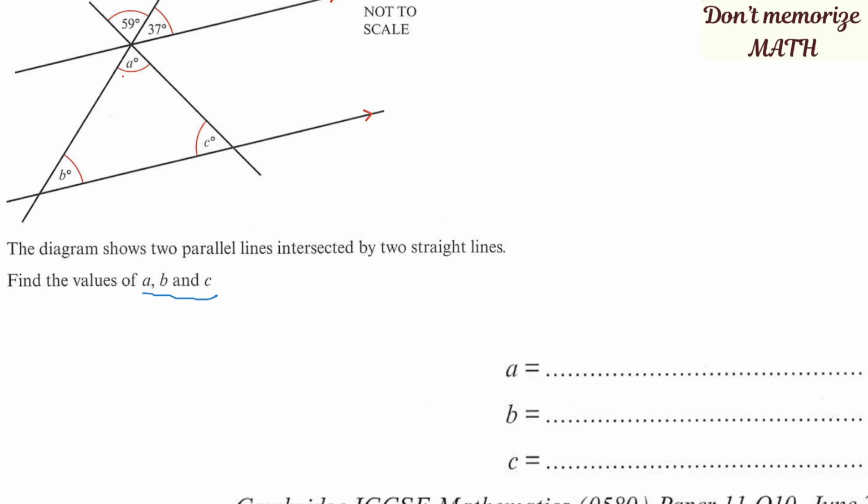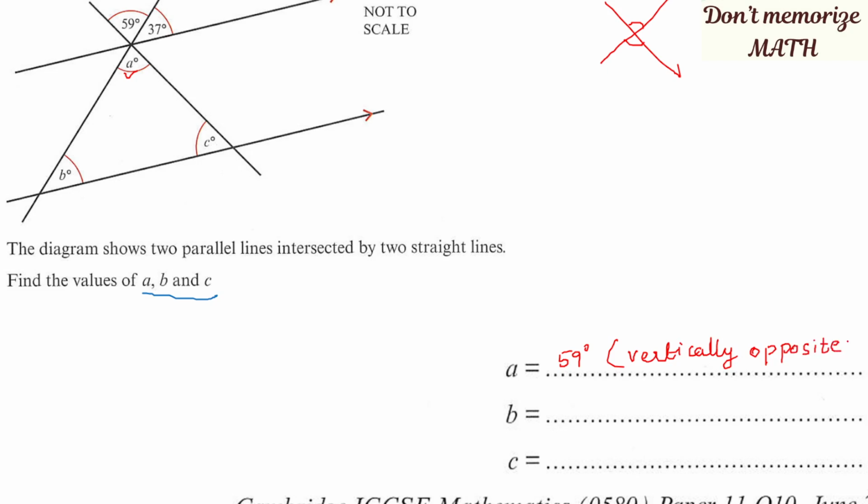So first we will find A. If you have two lines crossing each other, opposite angles will always be equal. We call them vertically opposite angles. Since this angle is 59, this will also be 59 degrees. What is the reason? The reason is vertically opposite.